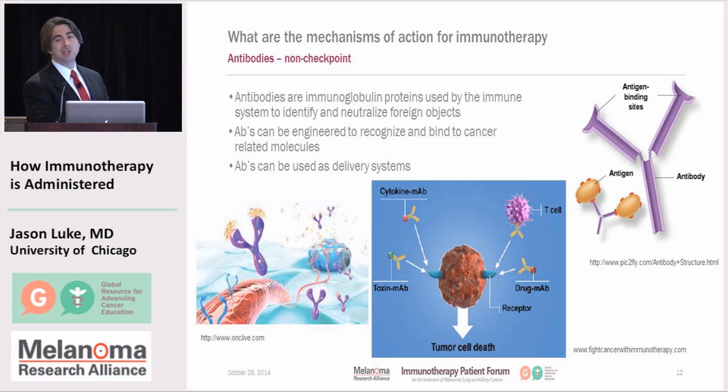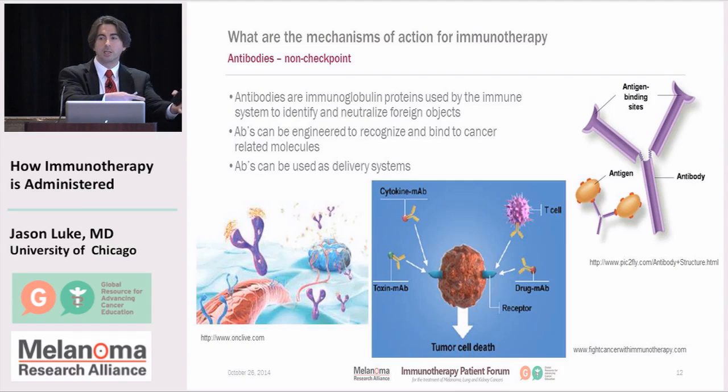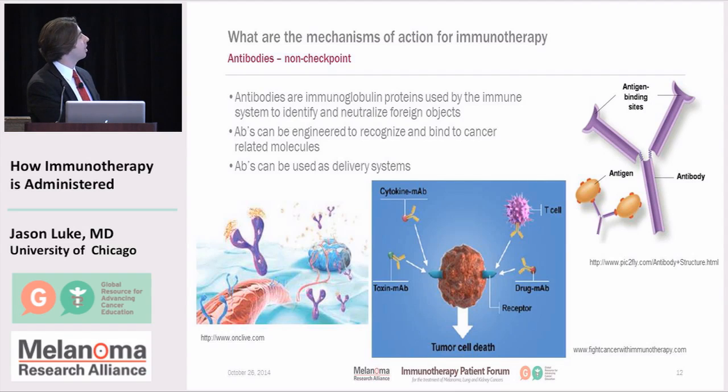Antibodies can also be used as delivery systems. Using some advanced immunological and engineering technology, you can make antibodies do different things, like connect a cytokine to an antibody, so it goes and sticks to something and brings the cytokine there. You can also hook on another drug.